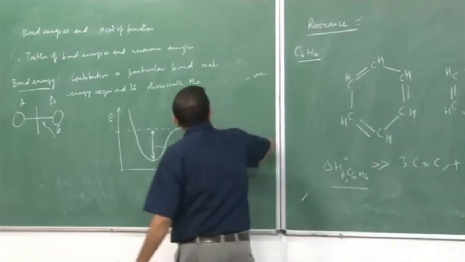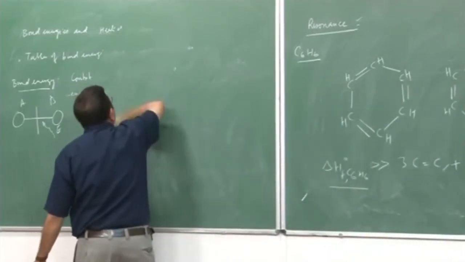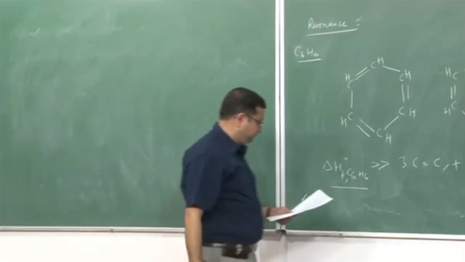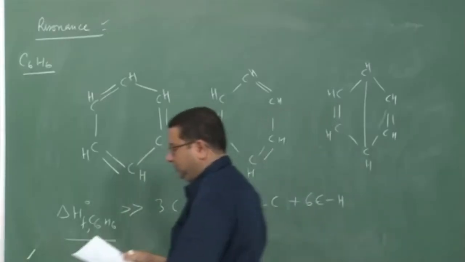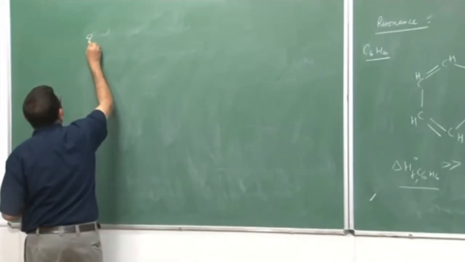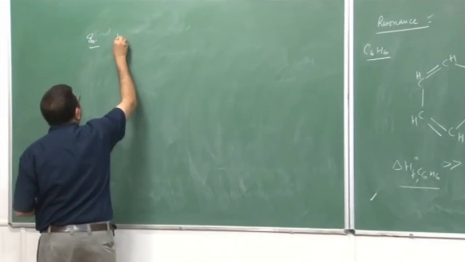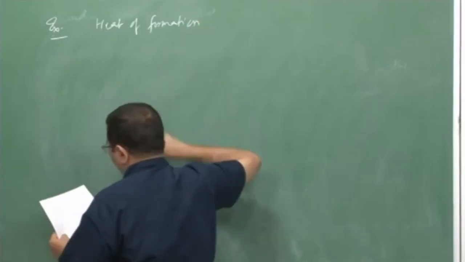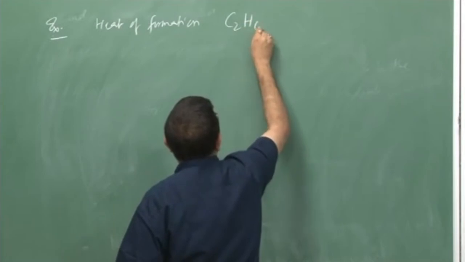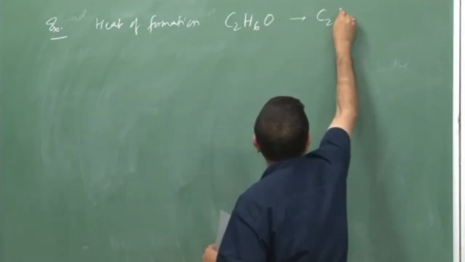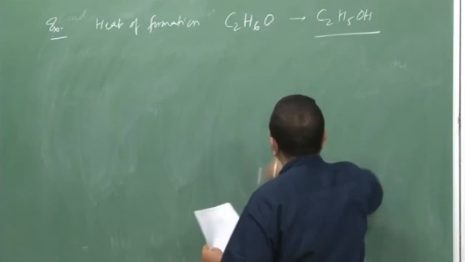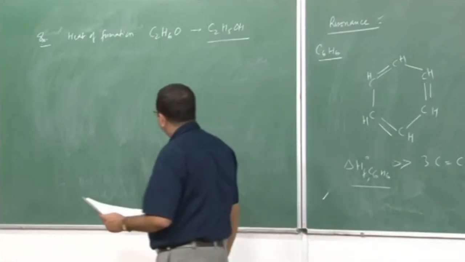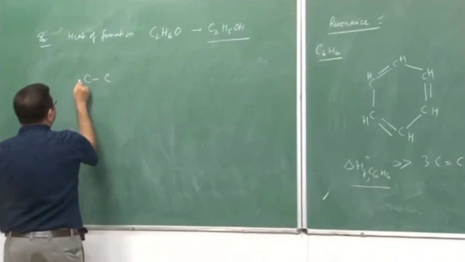Now, let us again try to understand this by looking at an example, because that is the best way to explain the processes. So, let us look at an example of how we use this concept of bond energy to estimate the heat of formation. For the example, let us consider that we want to estimate the heat of formation for ethanol, also written as C2H5OH. This is an alcohol, and we want to estimate the heat of formation for that. So, first let us look at the molecular structure.